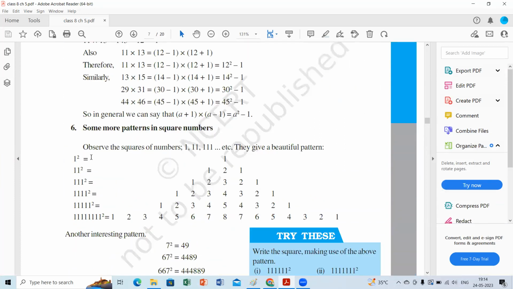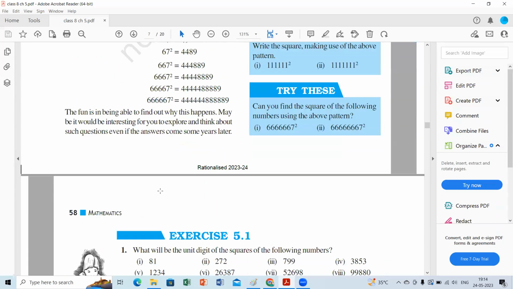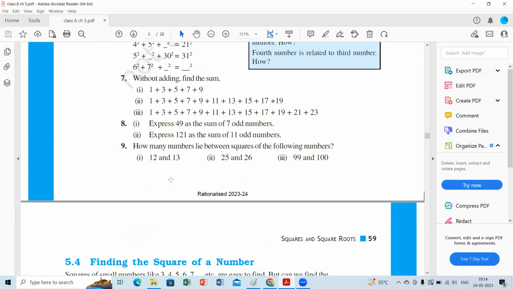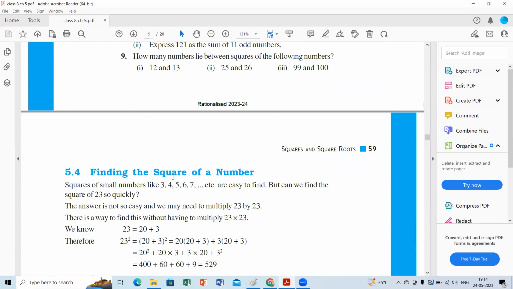Not only those, we already discussed how many ones there are, that many times you increase and then decrease in order. It's a triangular pattern. We did the same thing with 6 and we completed the exercise part. Yes, ma'am, completed. Today's class we are going with finding the square of the number.